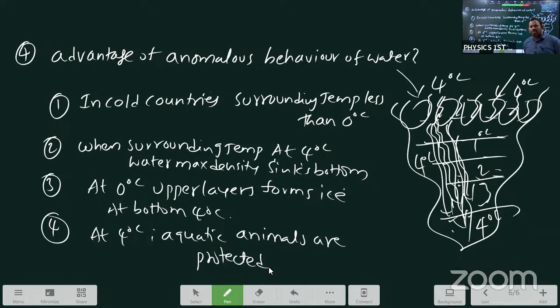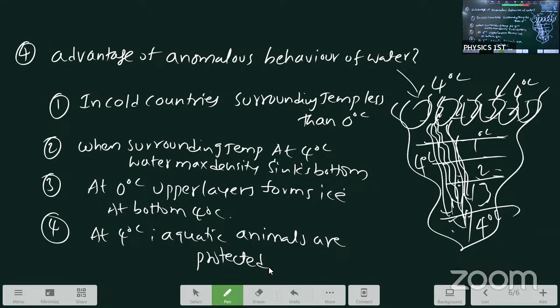Point 1: when the surrounding temperature falls to 4, water becomes more dense. Point number 2. Point number 3: at 0 degrees Celsius, the upper layer forms ice. Fourth point: the bottom layer stays at 4 degrees Celsius, so aquatic animals are protected. This is the advantage of anomalous behavior of water.